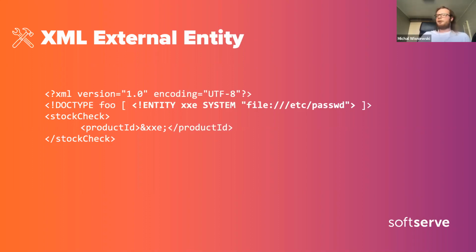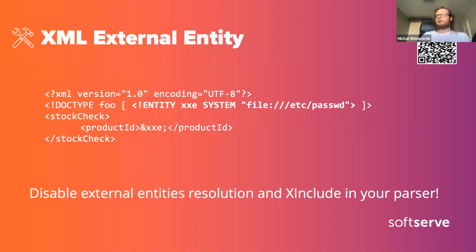And how to prevent that attack? Well, there's only one option: disable external entities resolution and XInclude in your XML parser. I think every parser on the market right now should have this option to disable it. And I really doubt that you are using this intentionally. So just disable it, and this won't work anymore, and you'll be secure in terms of this kind of attack.